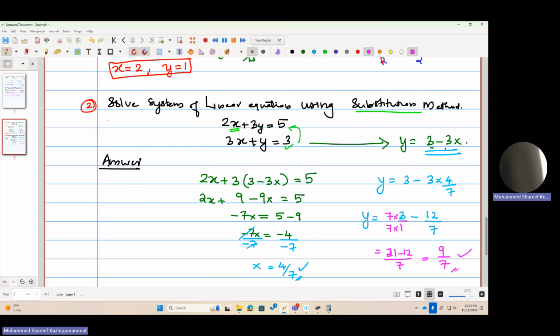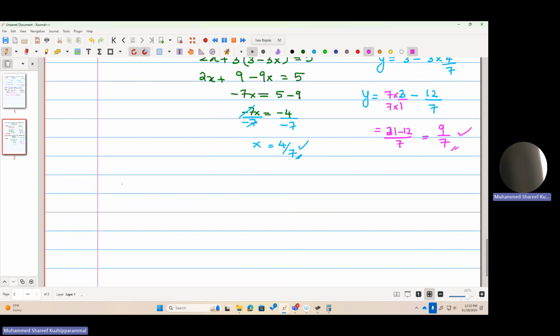You solved the linear equation. Which method did we use? Substitution. So what is your x? X is equal to 4 by 7 and y is equal to how much? 9 by 7. We solved it.